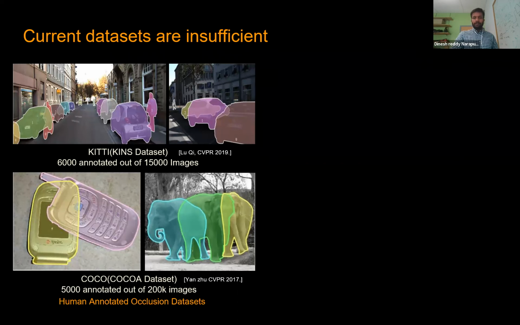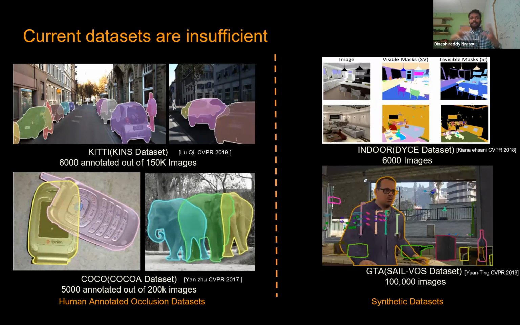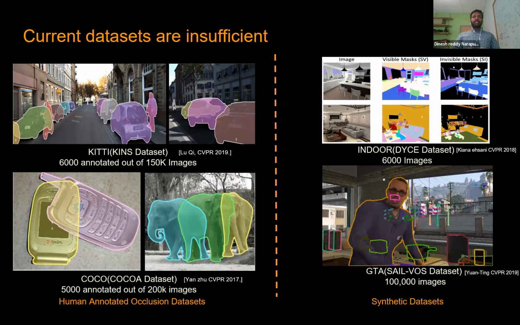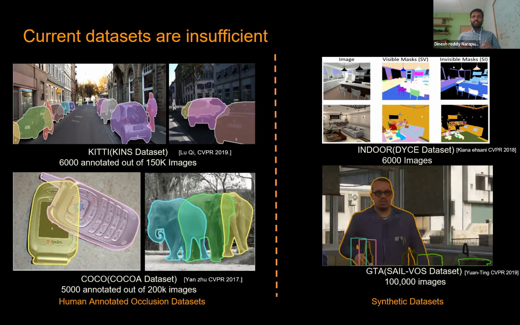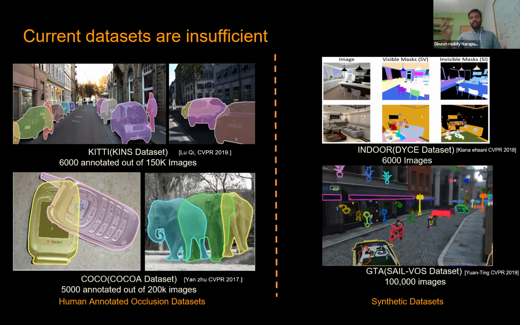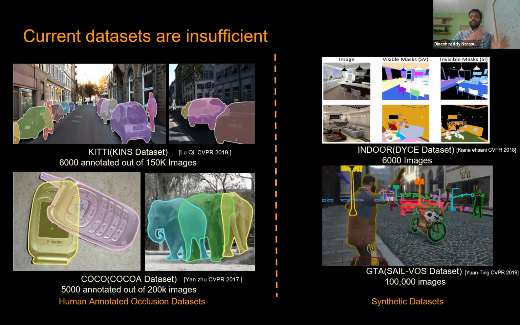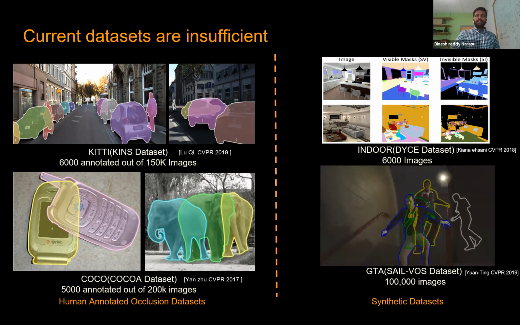On the other hand, there are synthetic data sets which propose using synthetic data to learn these occlusions and these boundaries. But the problem here is, although they are large, they are very synthetic and they don't transfer to real world situations.